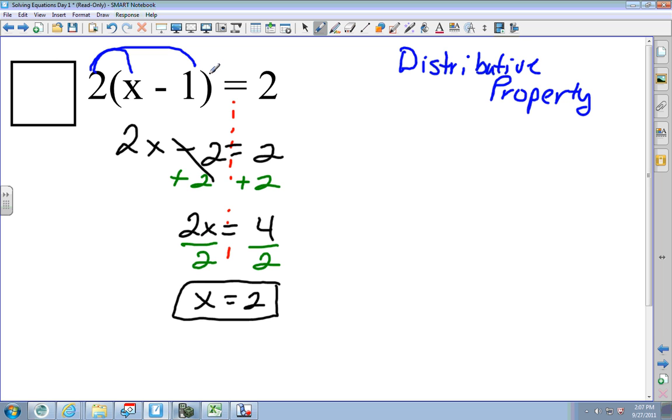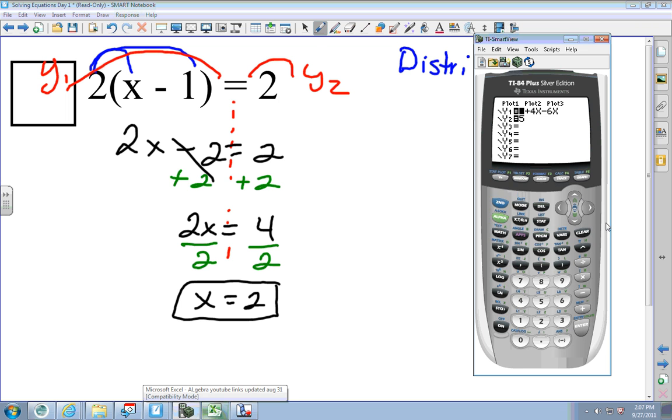Go in the calculator, put the left-hand side into y1, right-hand side into y2. So I'll pull up the calculator, go to y equals. You're going to put in there 2 parentheses, x minus 1, parentheses. Down here in y2, I'm going to put this right-hand side, which is 2.